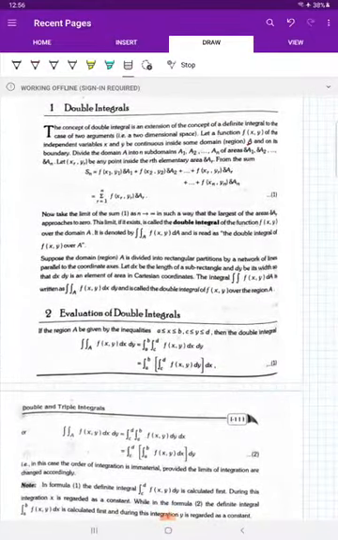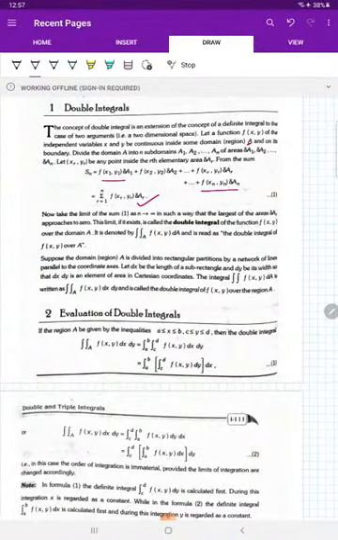Let a function f(x, y) of the independent variables x and y be continuous inside some domain A and on its boundary. Divide the domain, or this rectangle A, into subdomains A1, A2, ..., An of areas delta A1, delta A2, ..., delta An. Let (xr, yr) be some point in the rth subrectangle or subdomain. Now we form the sum as follows: the value of the function at the point (x1, y1) times delta A1, up to the nth subrectangle.